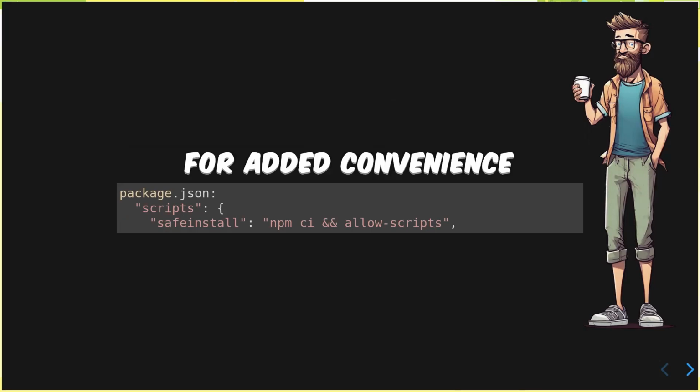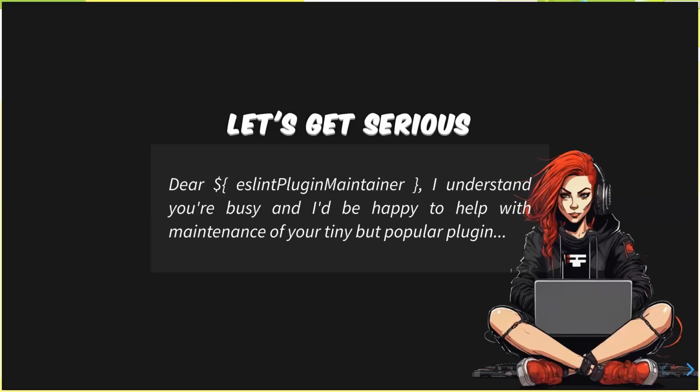Now, for those scripts to actually run, after the installation, you need to call allow scripts without any arguments, and that's going to run everything from your allow list. And for convenience, you can put it in an additional script, so you can do npm run safe install, for example. And at this point, we're happy with how safe installing packages is. Just make sure you don't install packages from untrusted sources, and you should be fine. Until you decide to run any JavaScript.